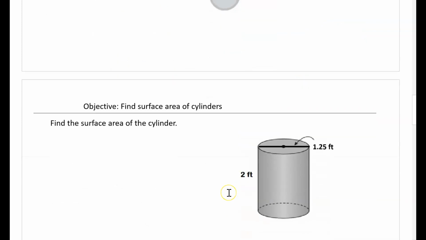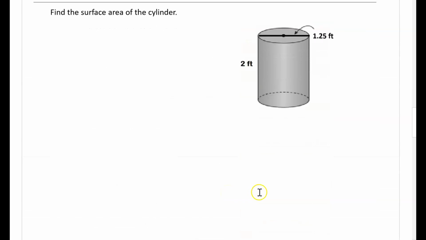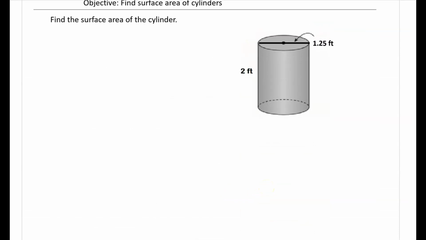So let's go look at an example. Make sure you read the directions. In this example, it says to find the surface area of the cylinder, okay? So this time I need my full surface area formula. So I'm going to write it out. My full surface area formula is S is equal to 2 pi times the radius times the height plus 2 pi and then the radius squared.